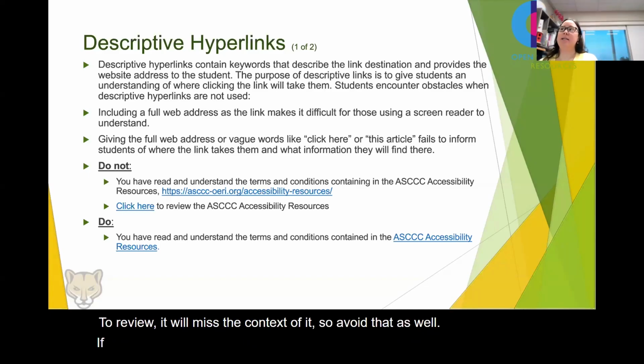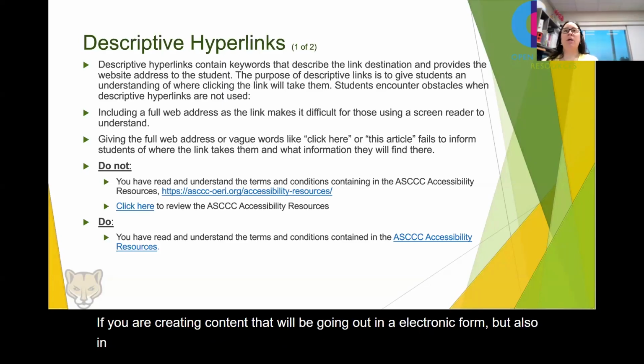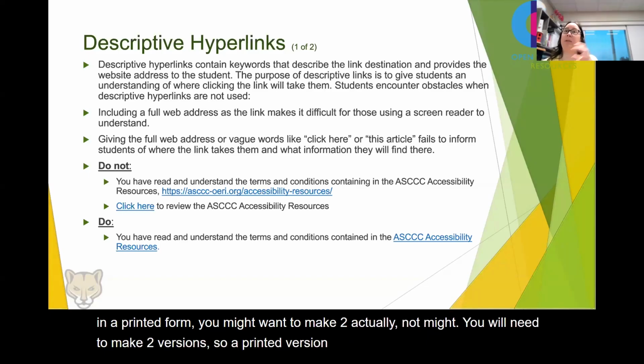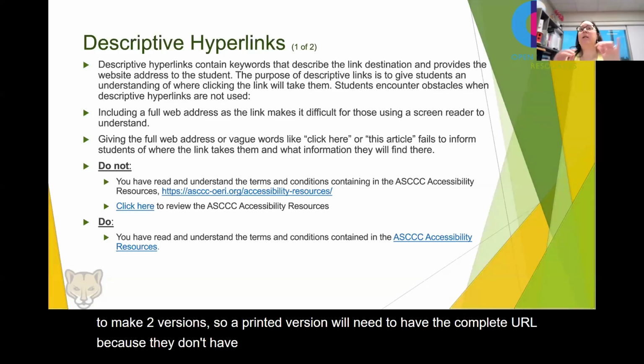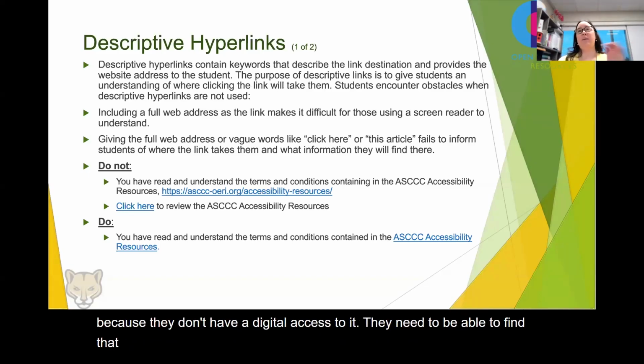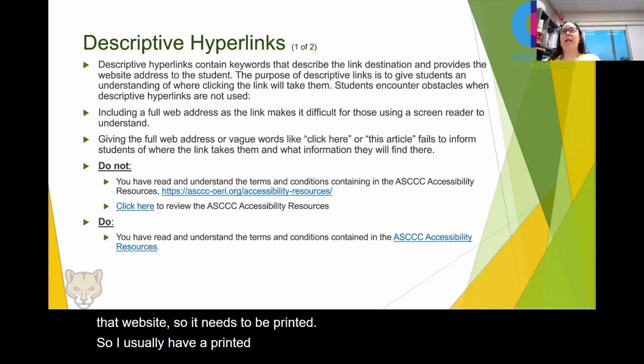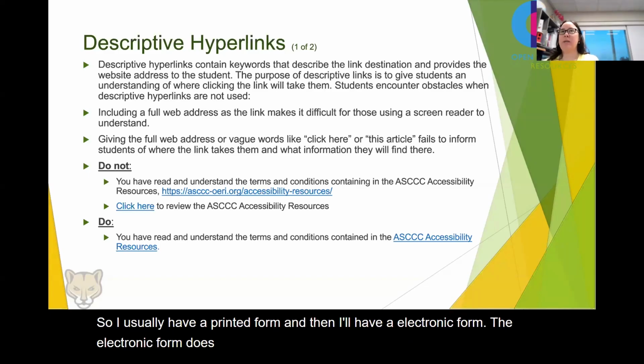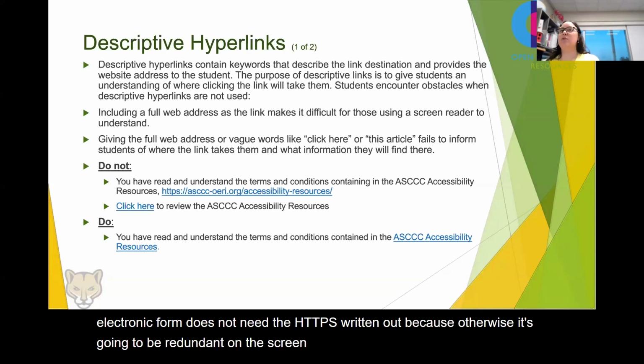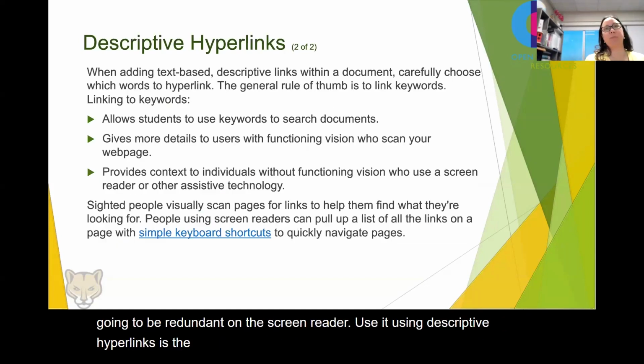If you are creating content that will be going out in electronic form, but also in a printed form, you will need to make two versions. A printed version will need to have the complete URL because they don't have digital access to it. They need to be able to find that website, so it needs to be printed. So I usually have a printed form, and then I'll have an electronic form. The electronic form does not need the HTTPS written out because otherwise it's going to be redundant when the screen reader uses it. Using descriptive hyperlinks is the best form to do it.